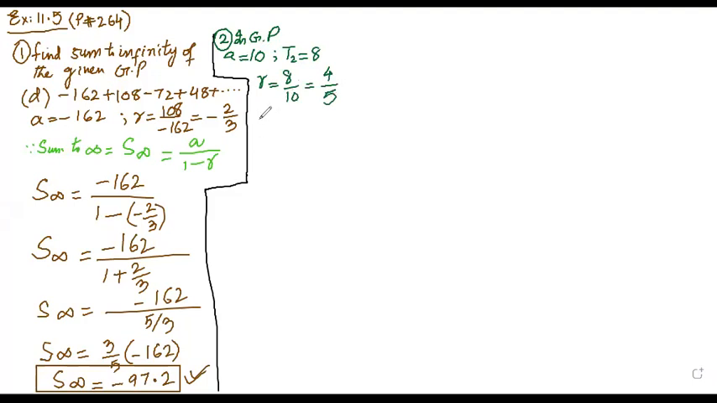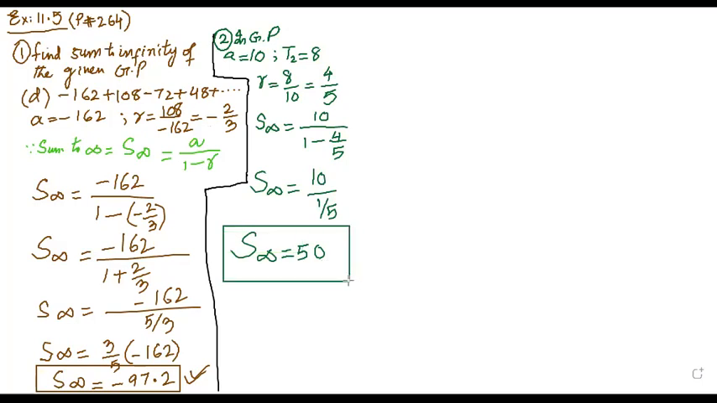So now sum to infinity using the formula S infinity equal to A upon 1 minus R. I'm just plugging in the values. So A is 10 upon 1 minus R. So this will become equal to 10 upon 1 upon 5. So S infinity is coming out as equal to 50. So this is the answer.